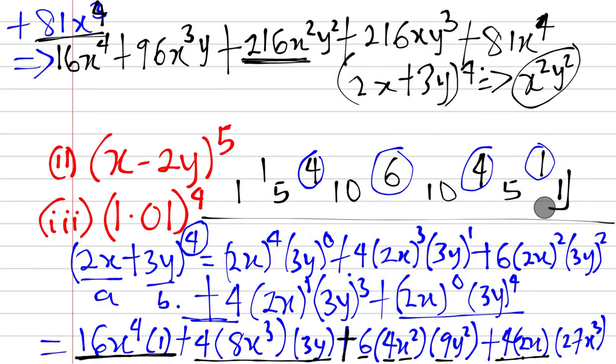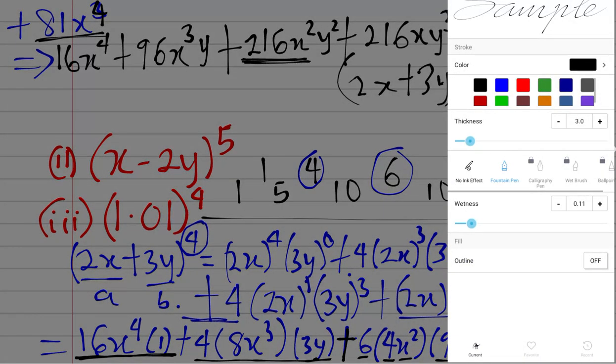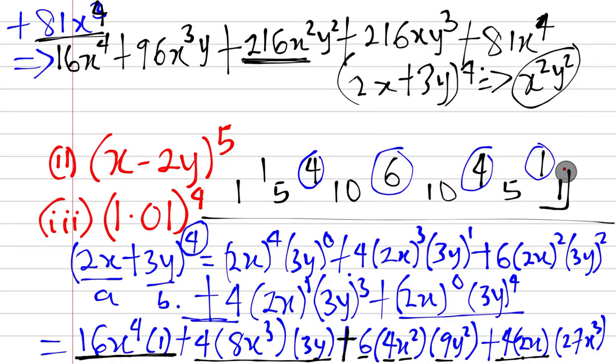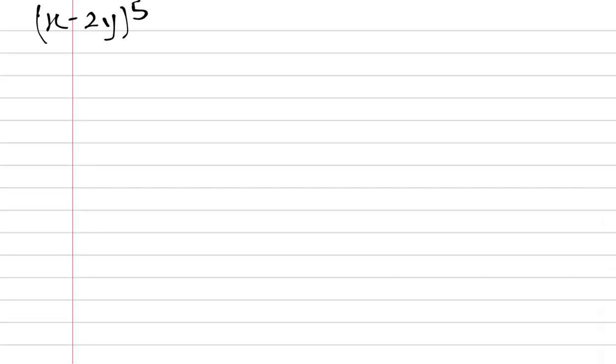And what are the coefficients? Let me change this pen so that you can see. So this is the coefficient that we'll be using now. Let me list out the coefficients: 1, 5, 10, 10, 5, 1. Those are the coefficients, so that I'll not be going from page to page. All right, so now let's do this expansion.